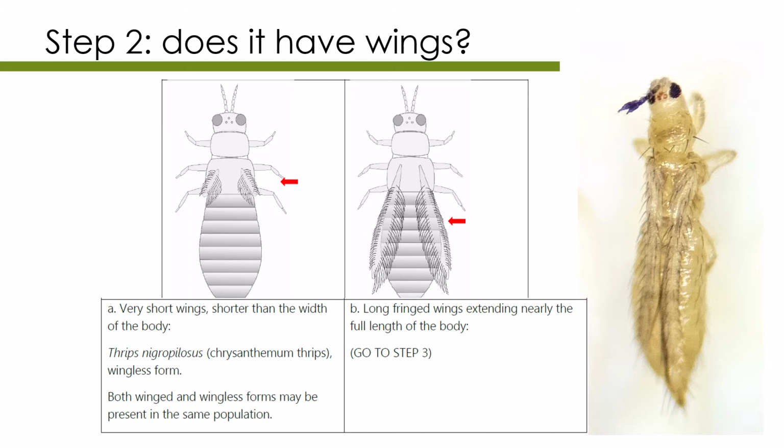Step 2 is asking whether or not the specimen has wings. Let's read both options. Is it option A, very short wings, shorter than the width of the body, or option B, long fringed wings extending nearly the length of the body? This might seem like an odd question, but there are a few species that have wingless forms. If we look at our mystery thrips, we can see that it does have long clear wings covered in hairs extending down its body. This means that the answer is option B, so now it's telling us to go to step 3.